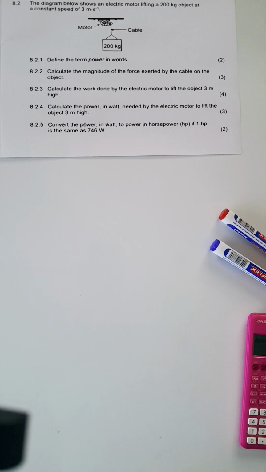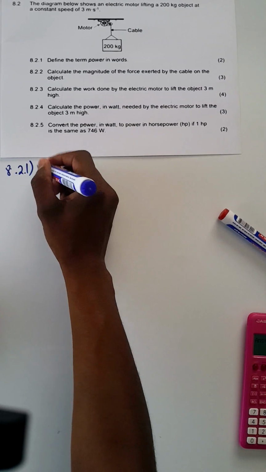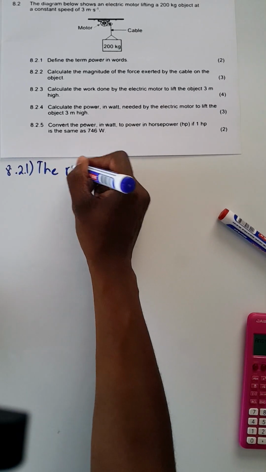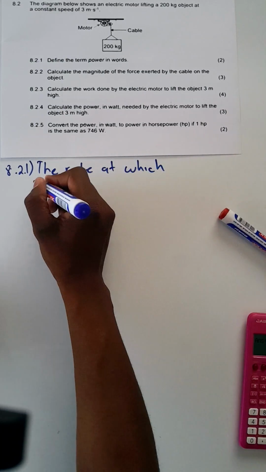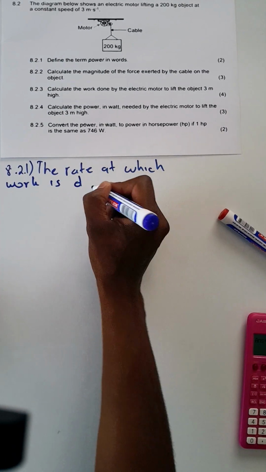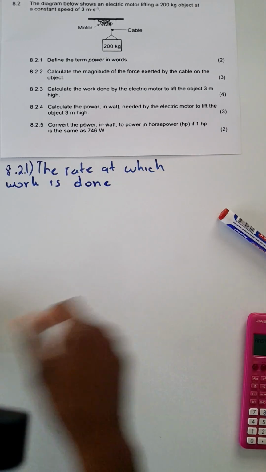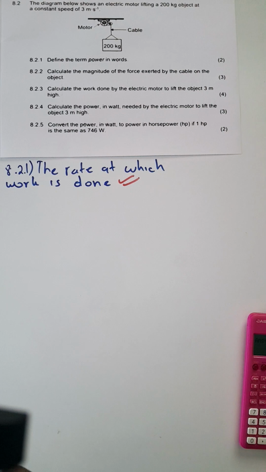The diagram below shows an electric motor lifting a 200 kg object at a constant speed of 3 meters per second. Then define the term power in words. 8.2.1. Power is the rate at which work is done. The rate at which work is done. That will be 2 marks for that, if you got that one right.